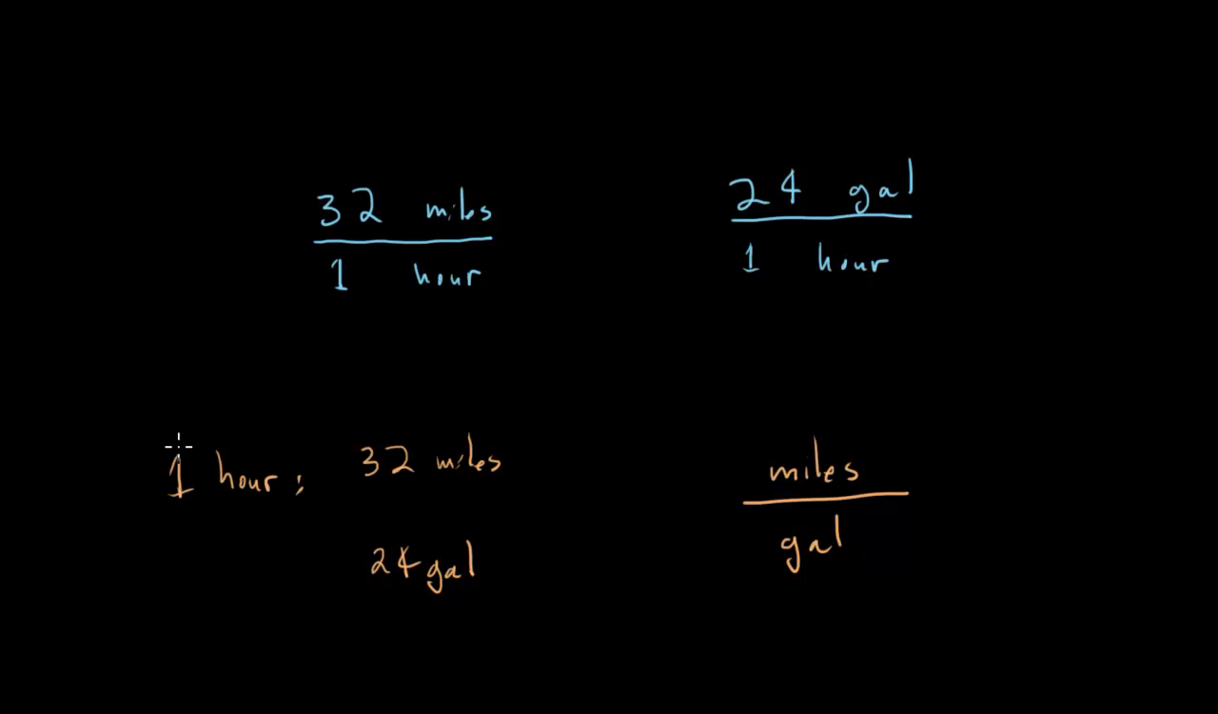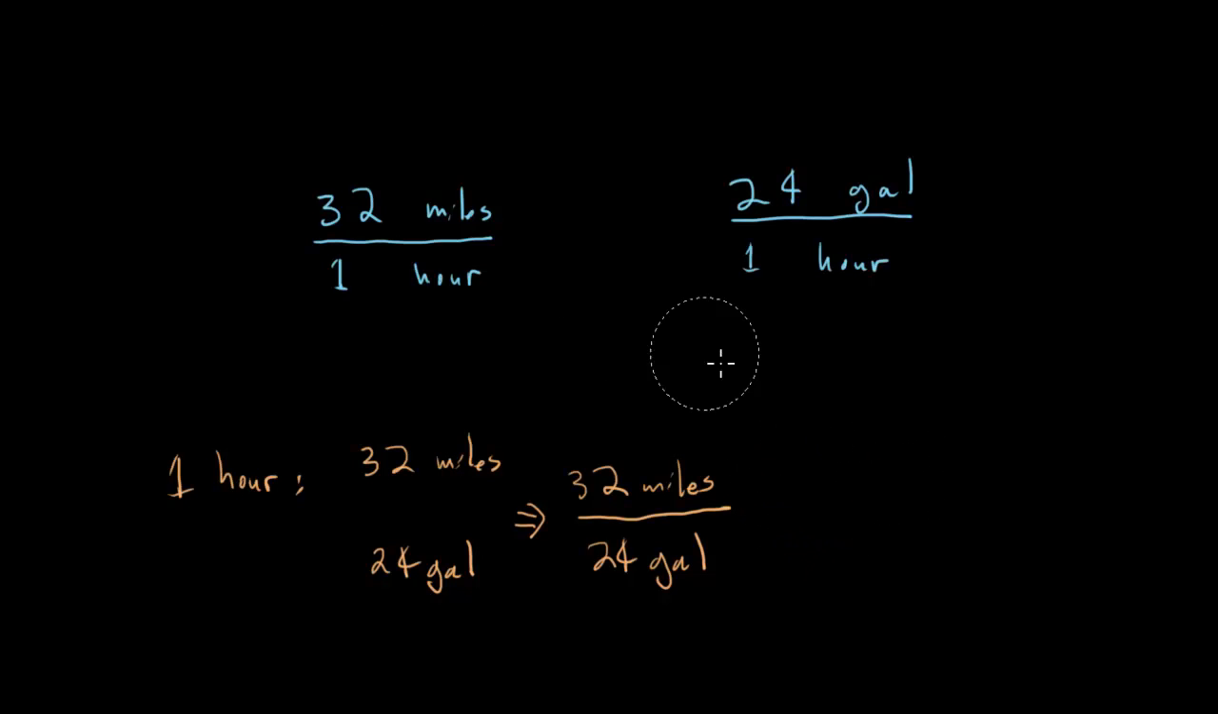Since we're talking about just the same time, we know that the relationship between miles and gallons is 32 miles per 24 gallons, which is the relationship that we ultimately wanted, miles per gallon. I'm just going to get rid of that original goal so that I have a little bit of space here. But that was our goal, miles per gallon, and so we're almost there.